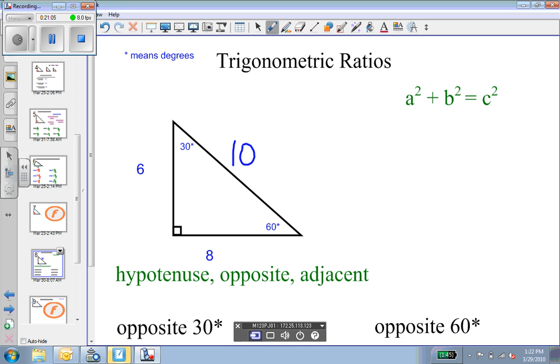You guys have actually had this problem a bunch of times. You recognize it? Yeah, it's 36 plus 64 is 100. The square root of 100 is 10. So we are using the Pythagorean theorem.